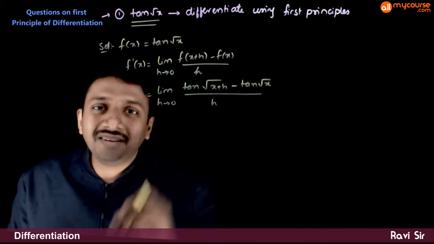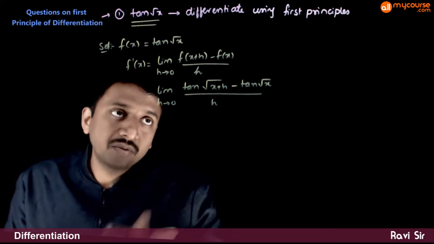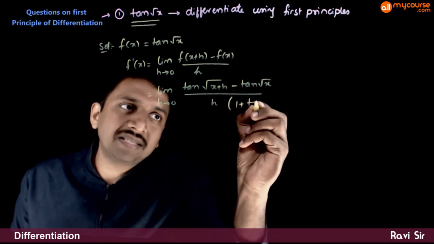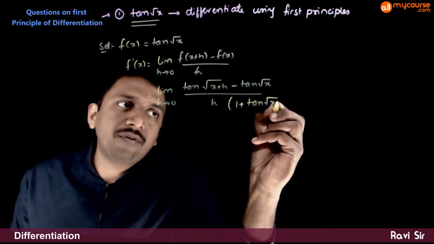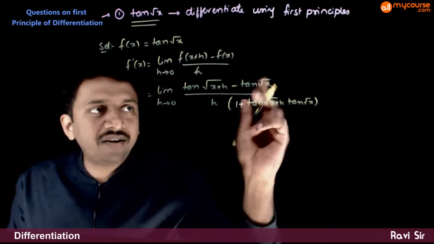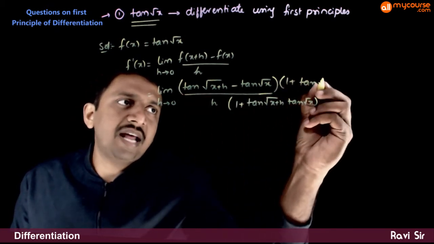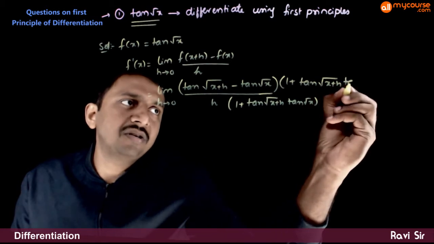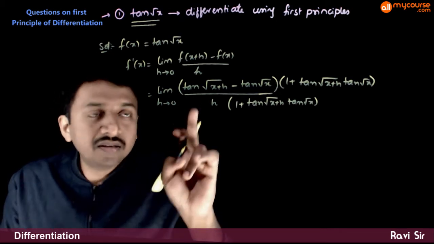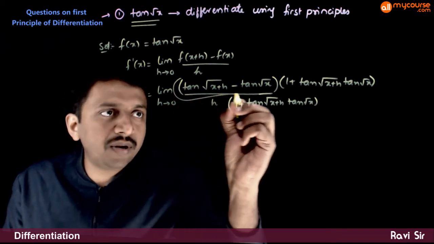So now you need to find the value of this differentiation. So how can we find this? What I do is I'll multiply and divide this with 1 plus tan of root x plus h into tan root x in the numerator and denominator. So 1 plus tan of root of x plus h times tan of root x. So now once I multiply and divide with this expression, carefully look at this expression.